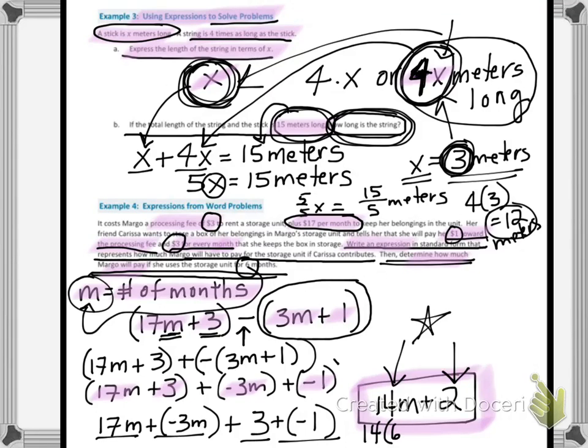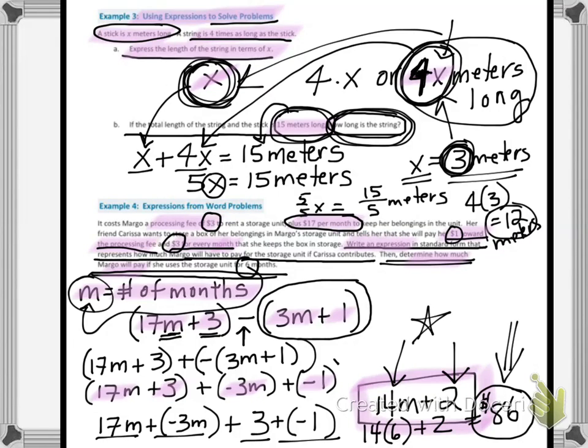14 times 6 plus 2. So 14 times 6 is 84. Plus another 2 equals 86. So $86 is what Margot will pay towards the storage unit rental for 6 months of use, which, if that really existed, is a major bargain, unless this thing is the size of a shoebox. That is not realistic at all. But anyway, maybe it is somewhere, surely not around here. Anyway, so that's how we do that.